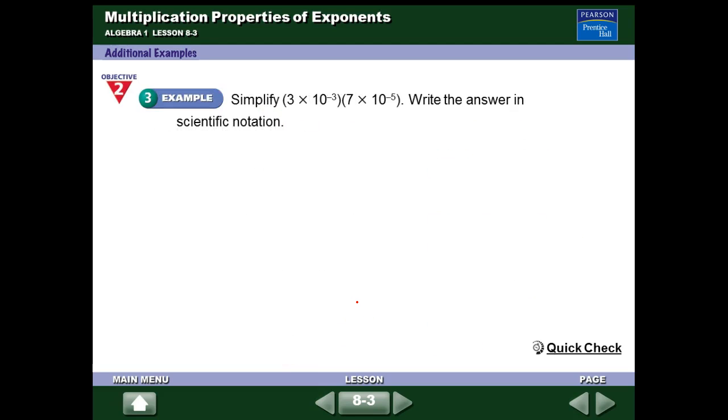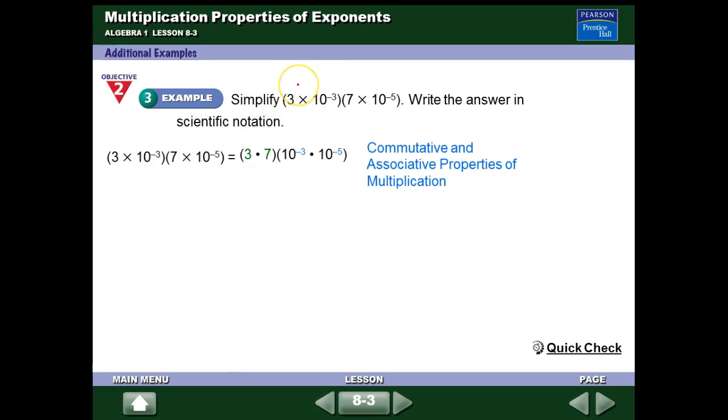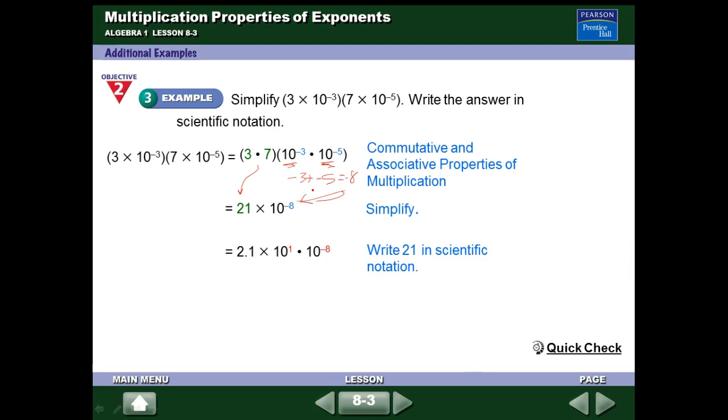We're going to write this in scientific notation. First thing we're going to do, which they've showed here, is rewrite, because this is all multiplication. 3 times 7 times 10 to the 3rd times 10 to the negative 5. So 3 times 7 is we're going to get our 21, which you can see there in green. Now, these still have the same base of 10, so we can add. Negative 3 plus negative 5 is going to give me a negative 8, which you can see is what they used for my exponent.